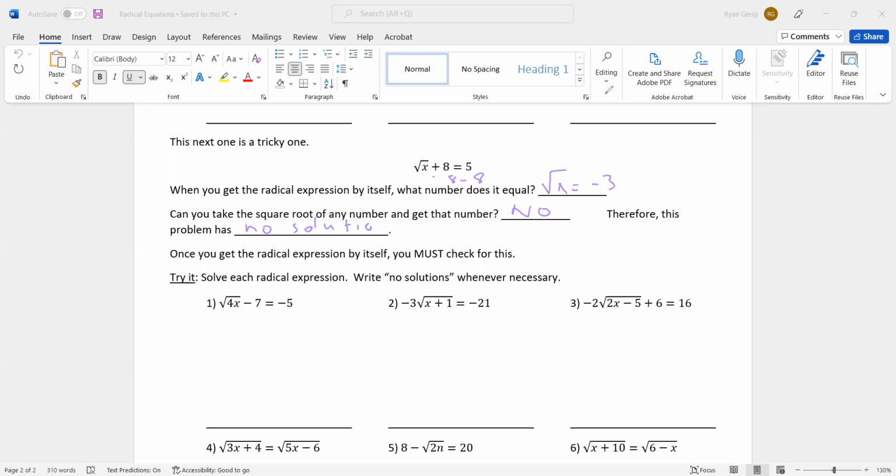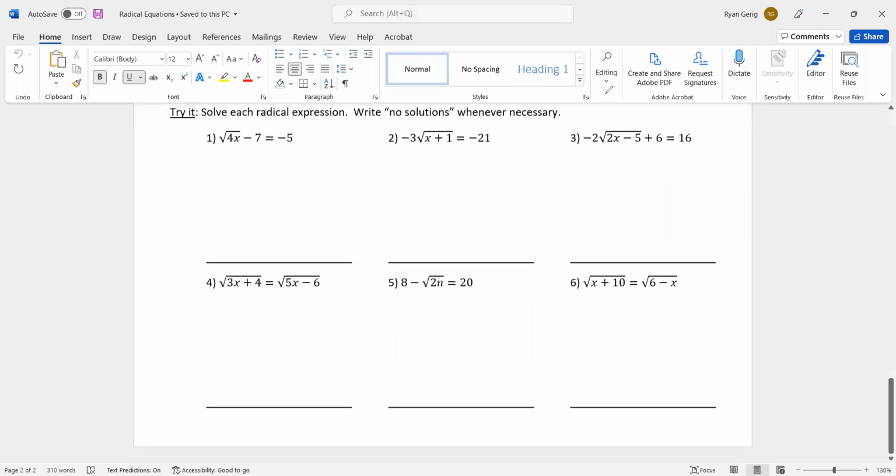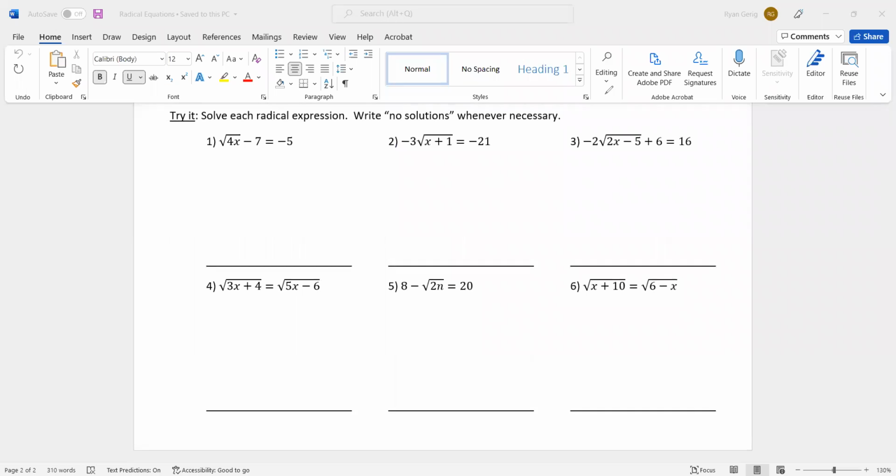This is something you want to check for once you get the radical expression by itself. Don't fall for the trick on number one. I tried to do it right away. The trick on number one is, oh, look, it's equal to a negative, no solutions. Not true. You have to have the radical expression by itself before you can say that. So I need to add 7 first before I can say anything.